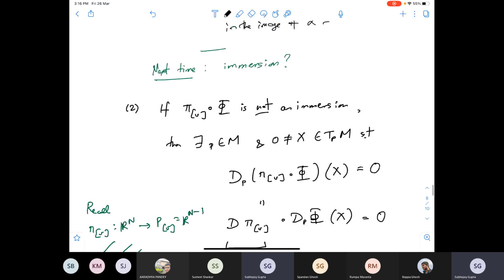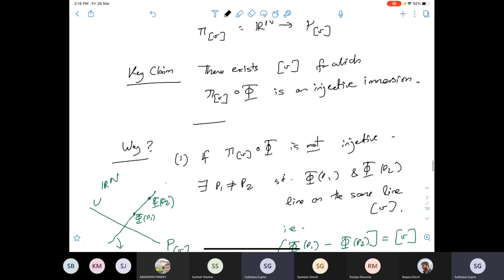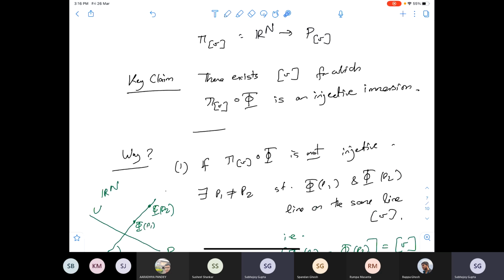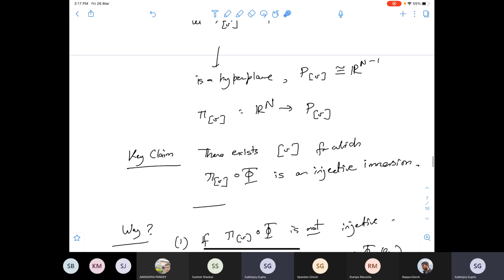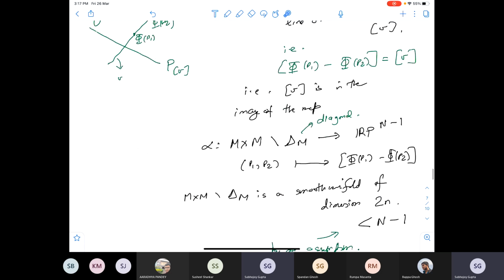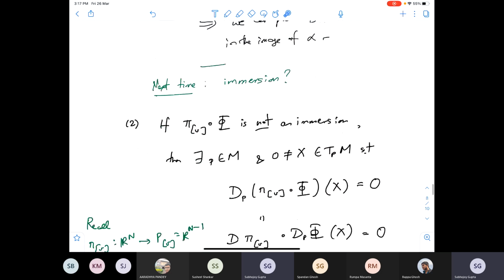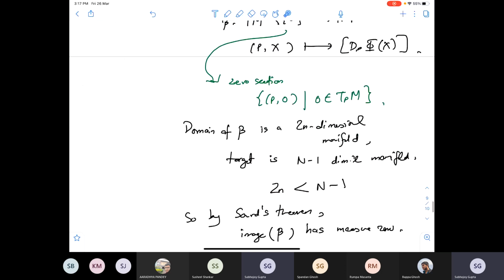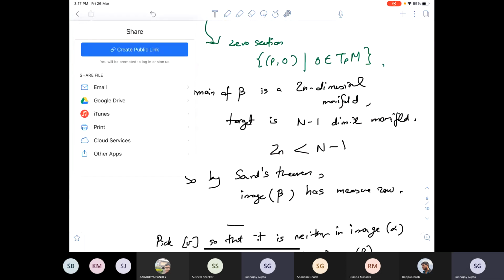The claim was that there is some v. Remember, this was the key claim: there exists a v for which this composition is an injective immersion. It wasn't just the key claim, it was the basis of the rest of the argument, the main part of this. So the proof is over. Once you prove this, you're done. Any questions about this? Let me just update the notes.